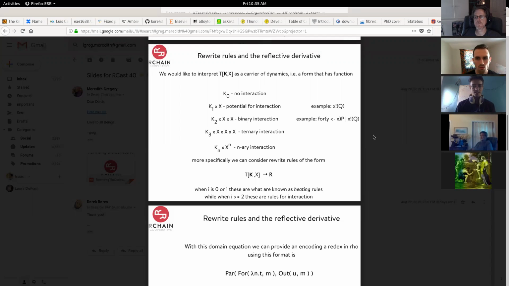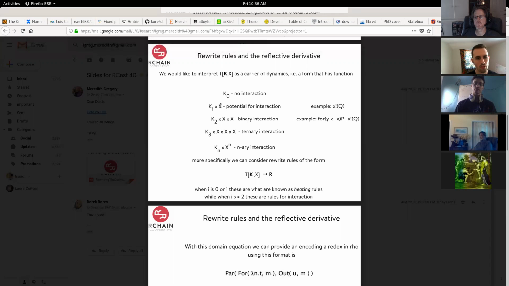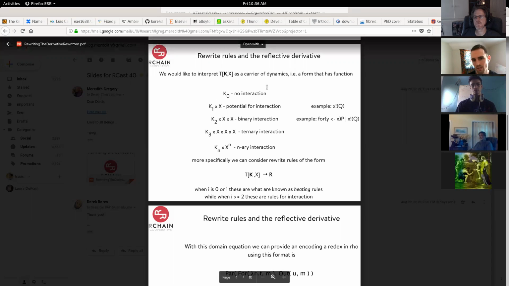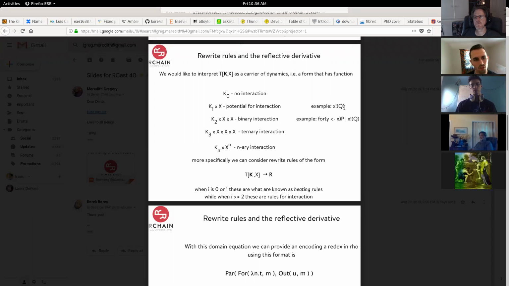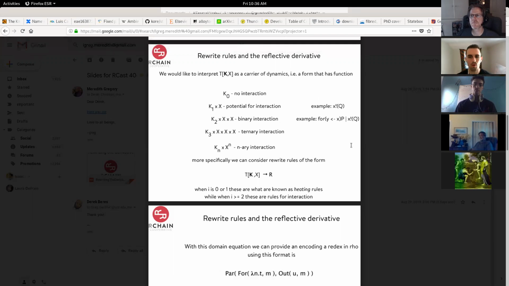So why is K1 cross X a potential for interaction? Or does it once you apply it to something? Yeah. So I think he's saying potential for interaction because there's only the one process itself. So like a send or a receive or something along those lines, but they don't have any sort of reduction rules just as a single process. They need another process to reduce with, I think is what he's talking about there.